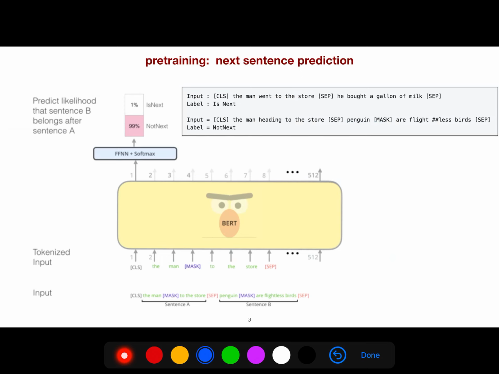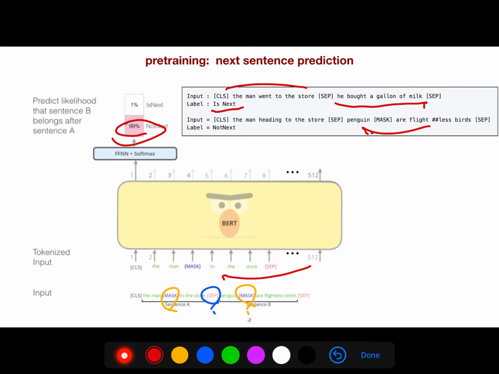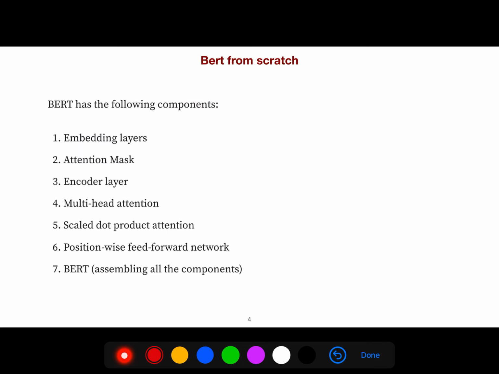And next sentence prediction, we separate with this token and of course we can use mask as well. And then we see what is the probability of whether this sentence is the next one. For example, this is, with 99% probability, not the next one. And for example, the man went to the store, he bought a gallon of milk. So it is next because this one is related to this. But penguin, for example, is not related to heading to the store.